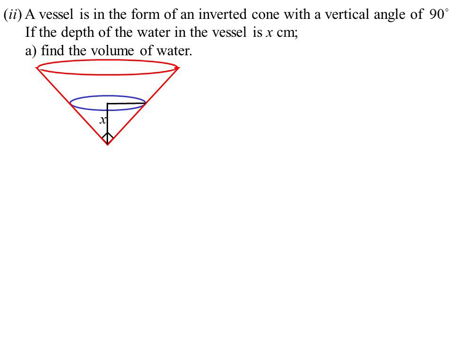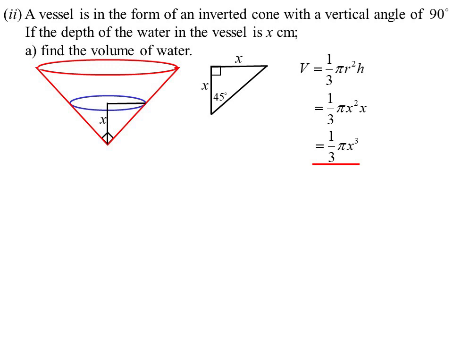Well, if I just redraw that triangle, because that angle there is 90 degrees, when I chop it in half I get 45 degrees, so I actually have an isosceles triangle there. So the radius is actually the same as the height. Volume 1/3 pi r squared h then becomes, eventually, there it is, 1/3 pi x cubed. Okay, we've got an expression for the volume of water.